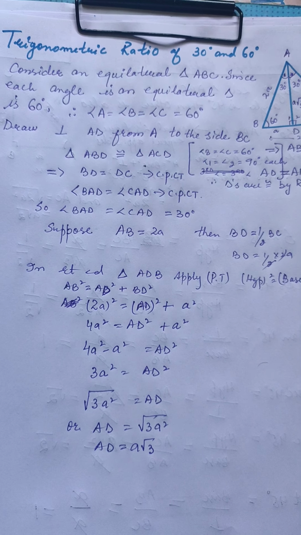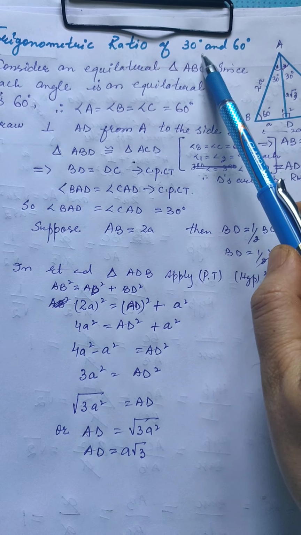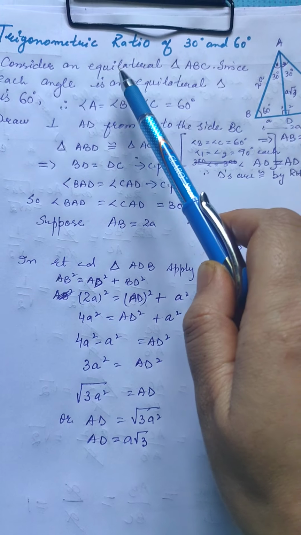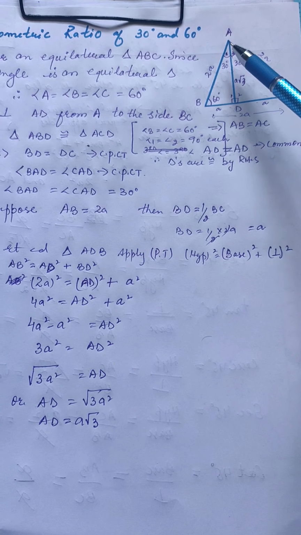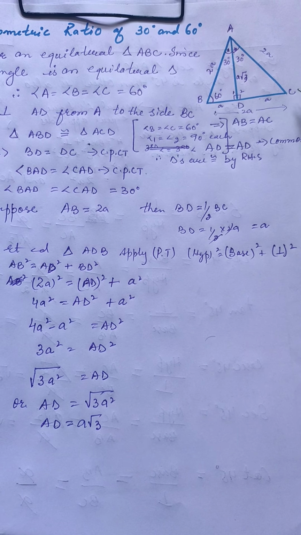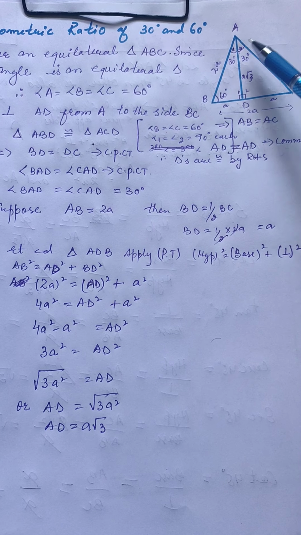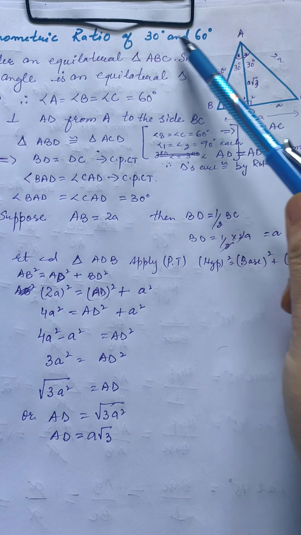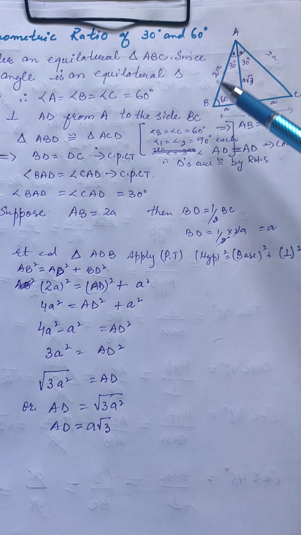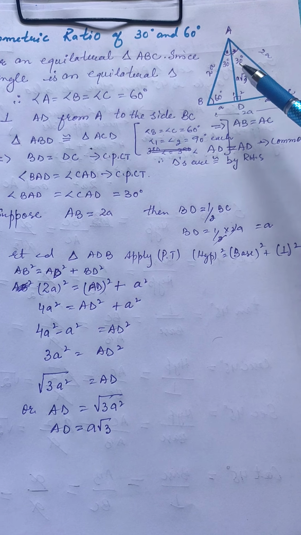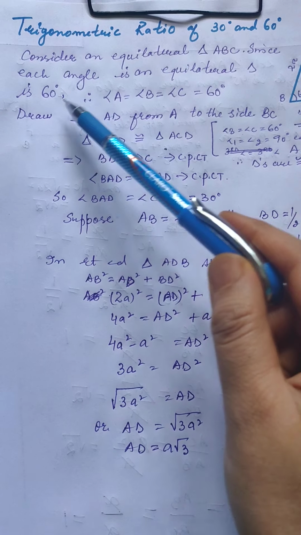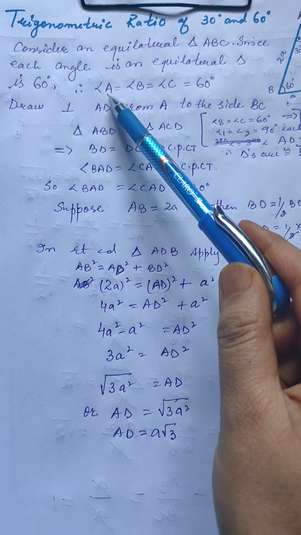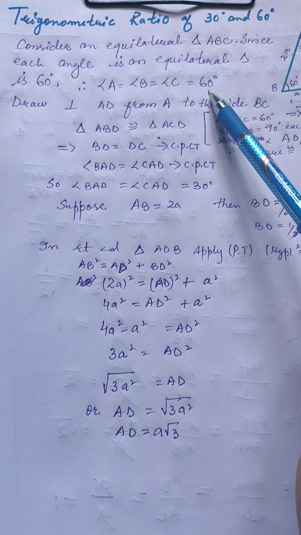Now I have to find the trigonometric ratios of 30 and 60 degrees. For that I have to consider an equilateral triangle ABC. As we know, each angle of an equilateral triangle is 60 degrees, so I need 60 and 30. This equilateral triangle gives me both 60 as well as 30 degrees.